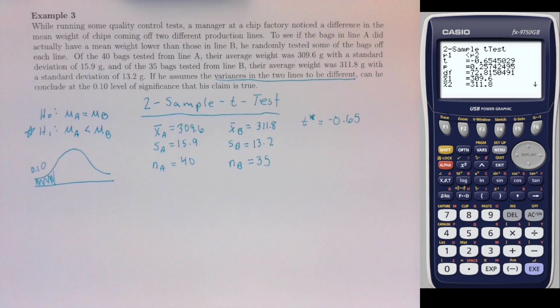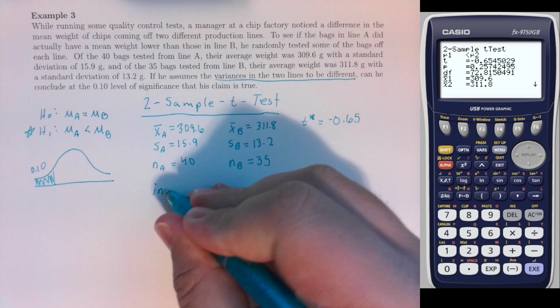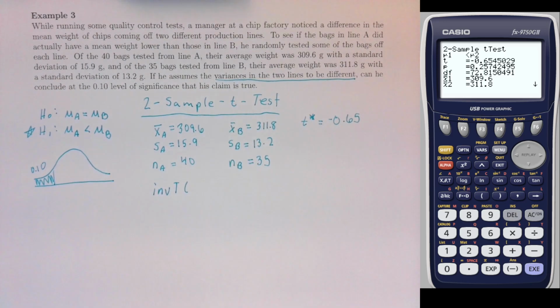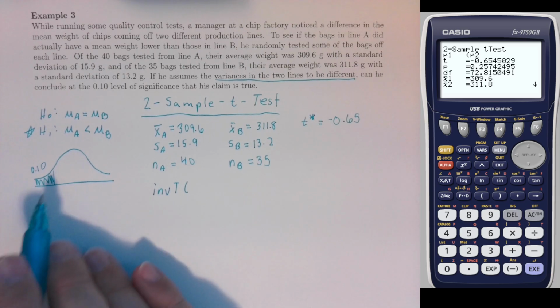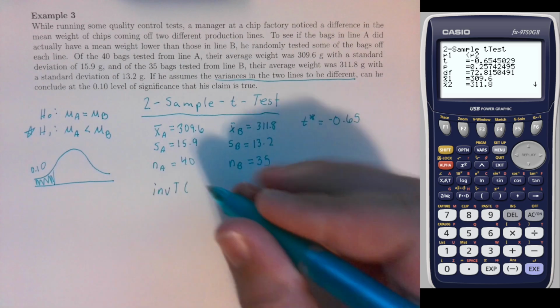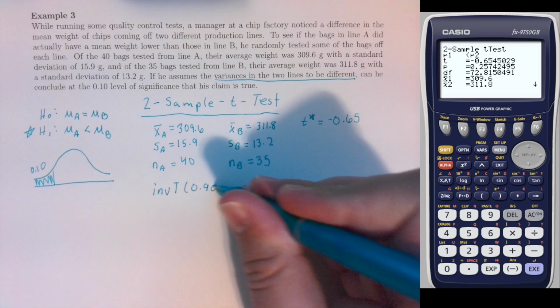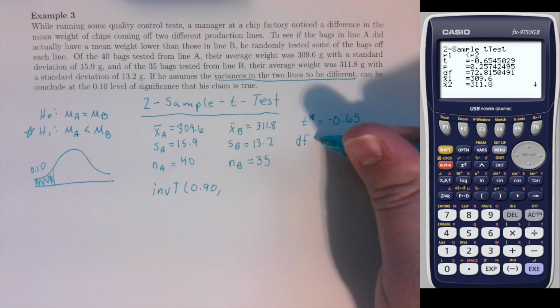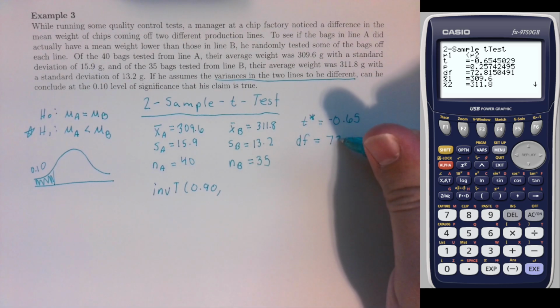I'm going to do the critical value method again. So I'm going to do inverse T. I need the area to the right since I'm using a Casio, but if you have a TI calculator, you do need the area to the left, which is 0.10. The area to the right will be 0.90. I also need the degrees of freedom from the calculator. I almost forgot that, which is 72.8.